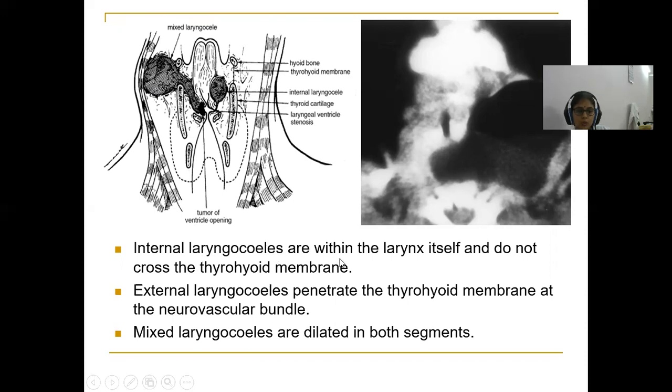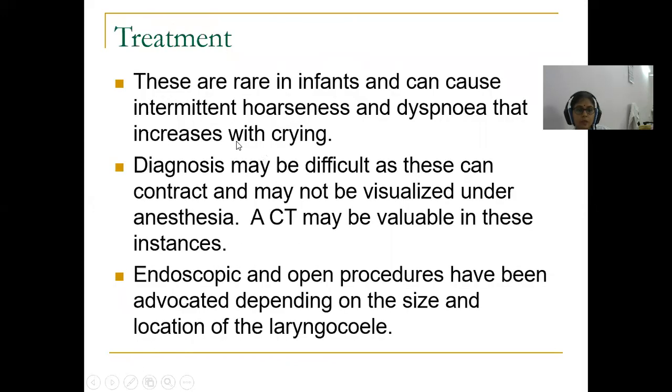So internal laryngoceles are within the larynx itself and they do not cross the thyroid membrane, whereas external laryngoceles penetrate the thyroid membrane at the neurovascular bundle. So mixed laryngoceles are dilated in both segments. These are rare in infants. Laryngoceles are actually rare in infants and can cause intermittent hoarseness and dyspnea that increases with crying.